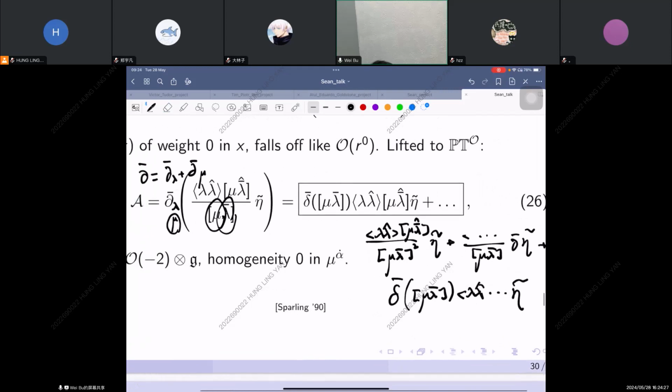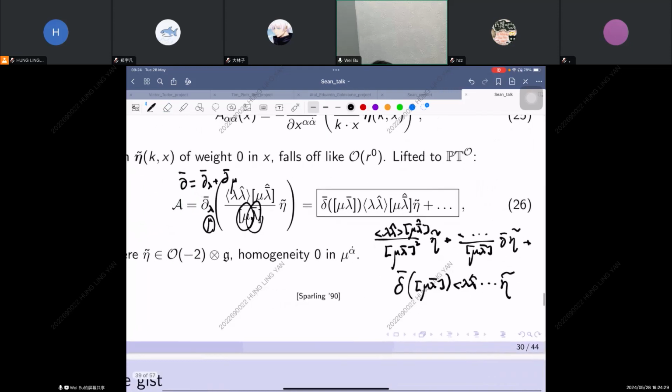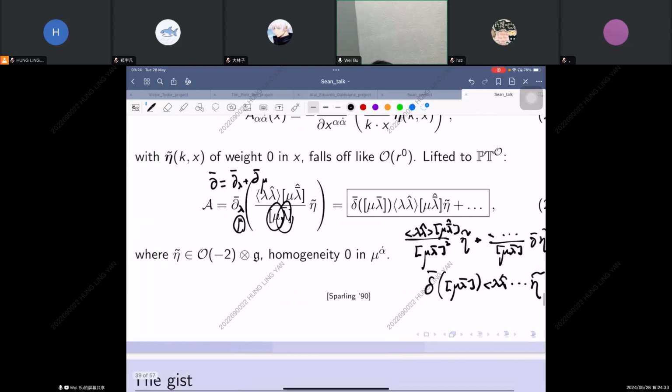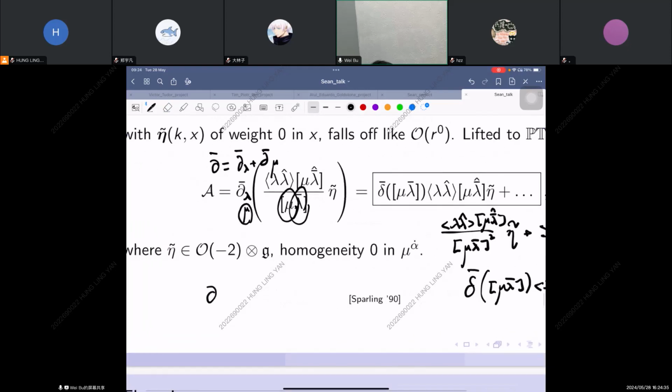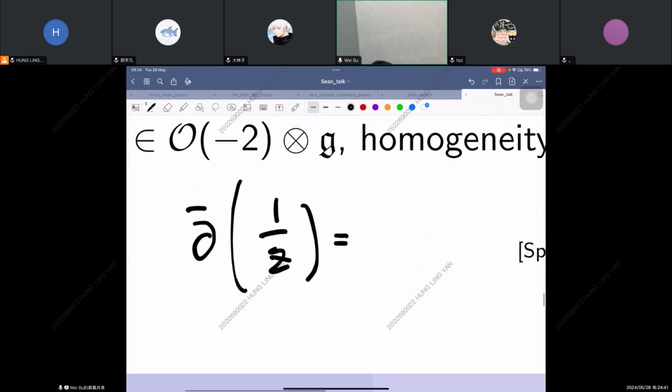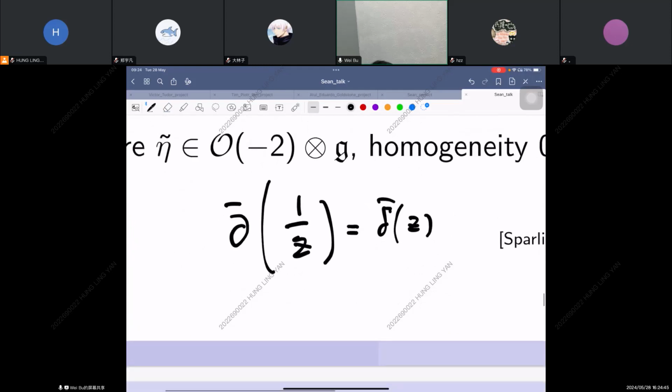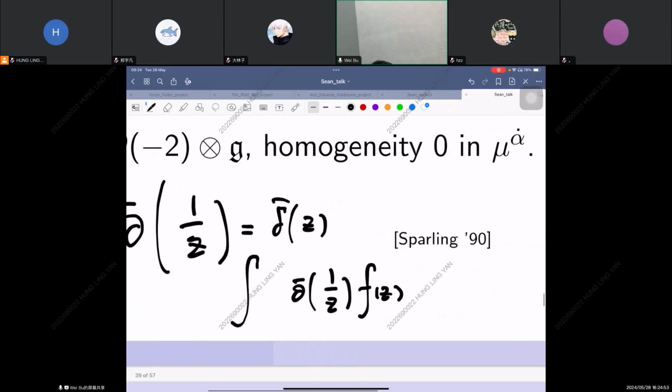You get 3 terms. And here, this d bar, what I mean by this is, in complex analysis, you can take a d bar of 1 over z, where z is some generically complex number. This gives you a delta bar of z. It's a holomorphic delta function. What it means is you can integrate it, say, against a holomorphic function, which is easy to prove.